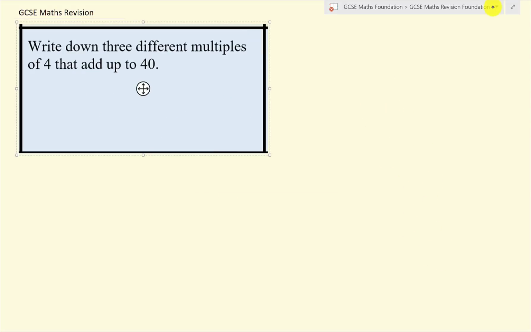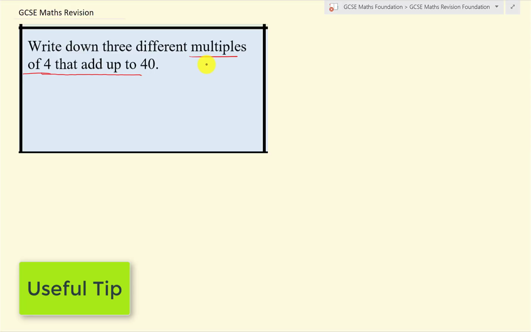Next, we have: write down 3 different multiples of 4 that add up to 40. Now, this kind of question can be a little tricky because you need to check that you have the correct numbers for the multiples of 4. Now, there might be several answers for this. It says 3 different multiples, so you only need to give one of the answers.